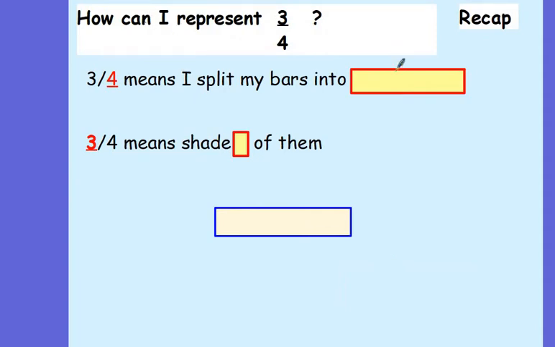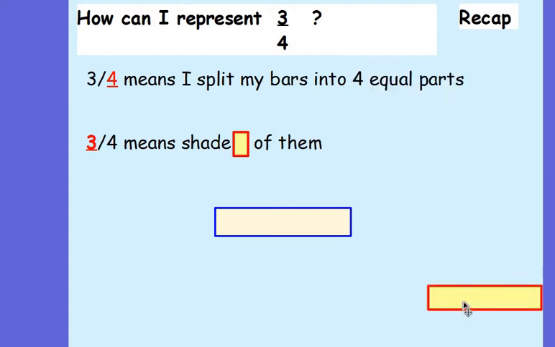Right, quick recap. How can I represent 3/4? 3/4 means I split the bar into how many pieces, Zara? 4 equal parts, lovely. That's my bottom part, so 4 equal parts. If I want to shade in 3/4, Zara, how many to shade in? 3 of them. Cool. We're all quite confident shading in 3 parts.